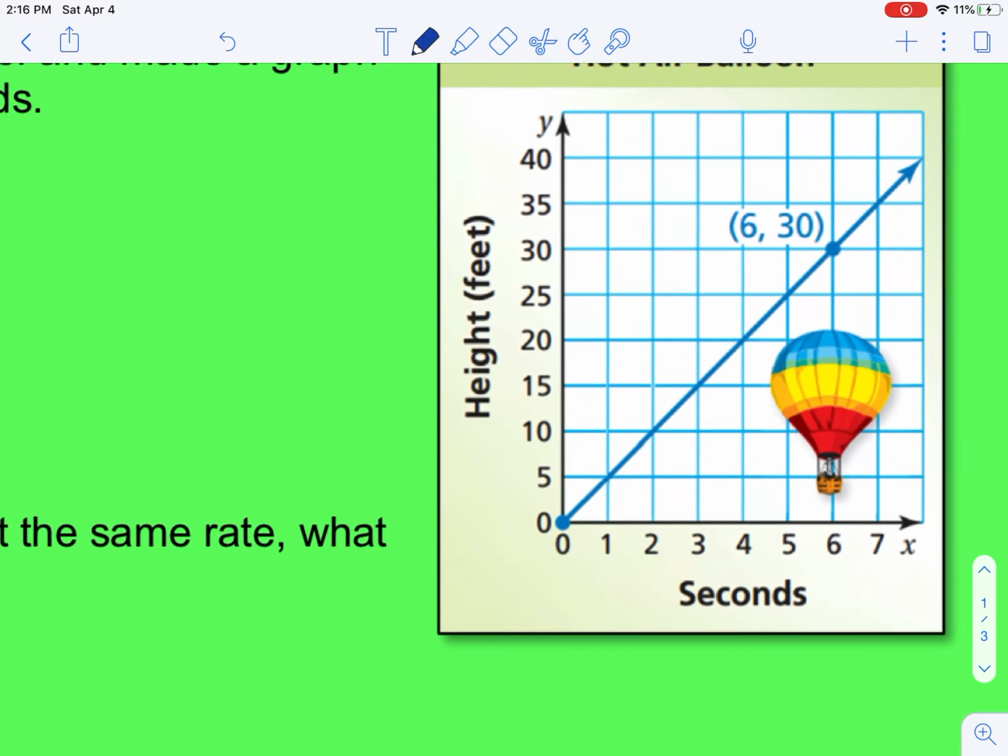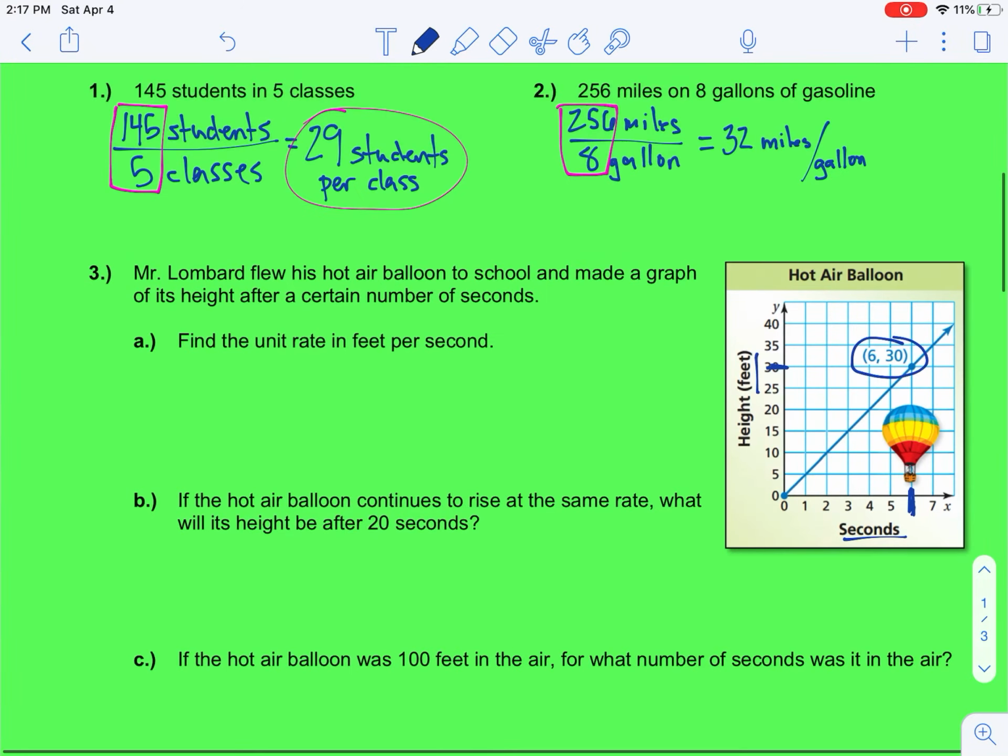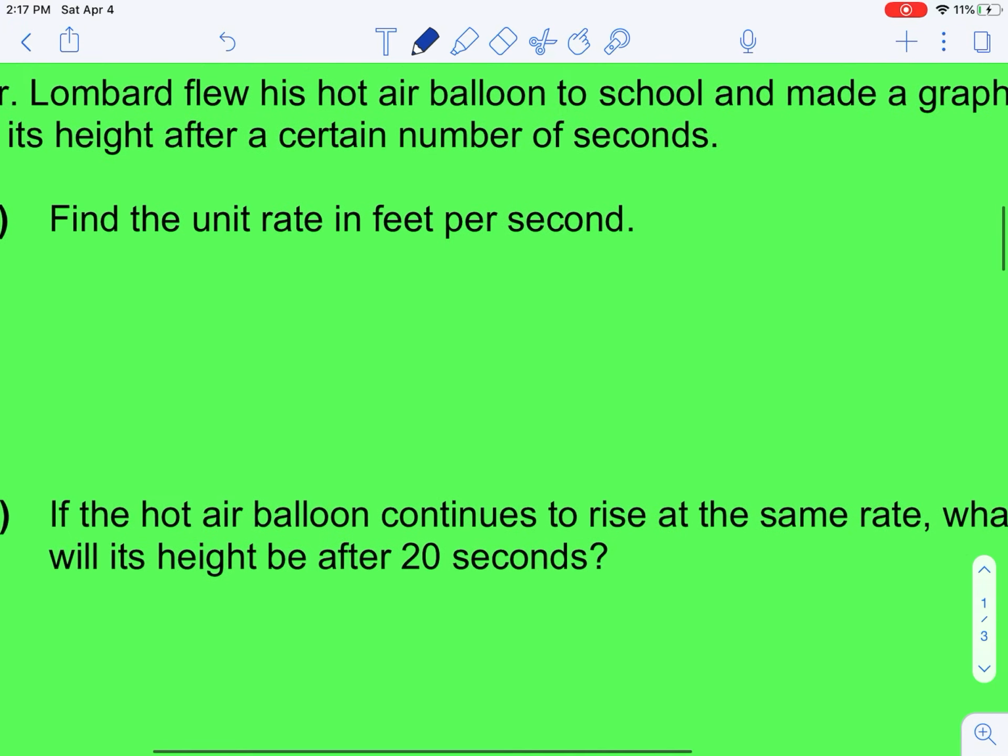So if I take a look at my graph, we're going to notice I'm comparing feet and I'm comparing seconds. So those are going to be my 2 units. On my graph, I have an ordered pair right there of 6:30. So that means that ordered pair is telling us at 6 seconds, he is 30 feet in the air. Okay? So I'm comparing feet and seconds. So my unit rate says feet per second.